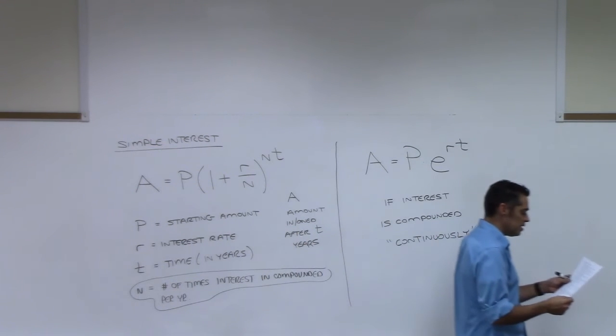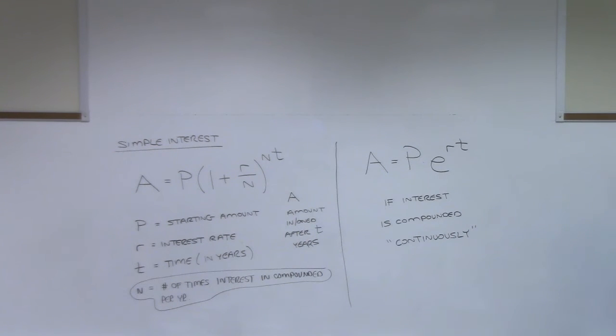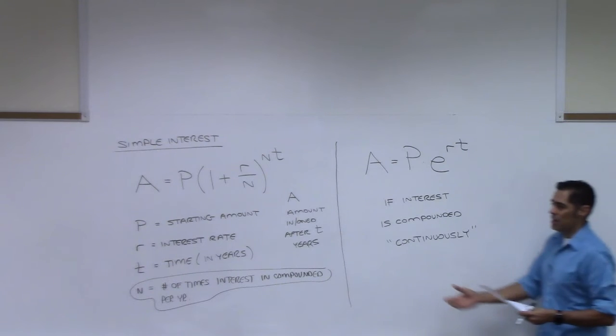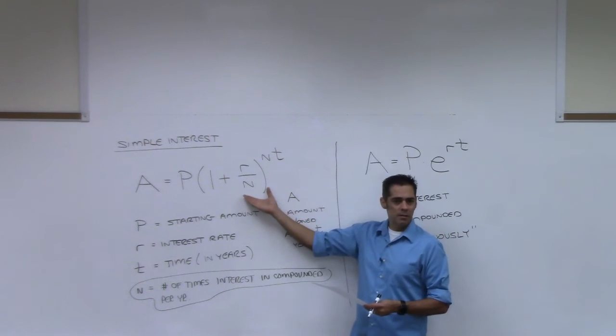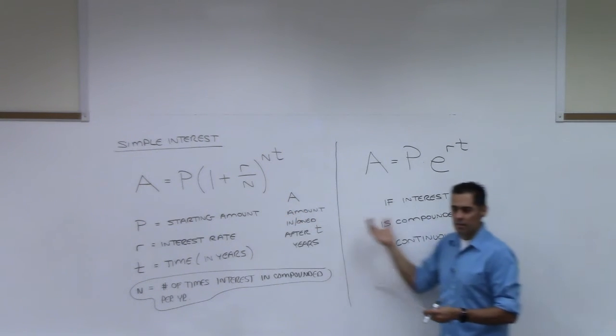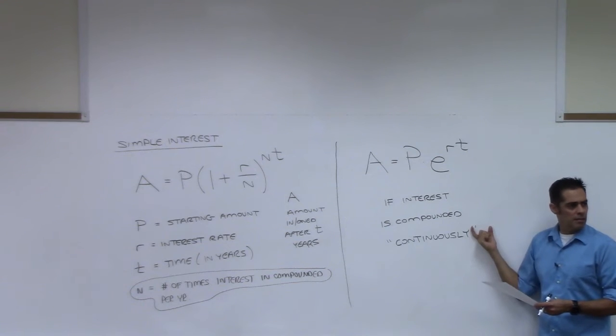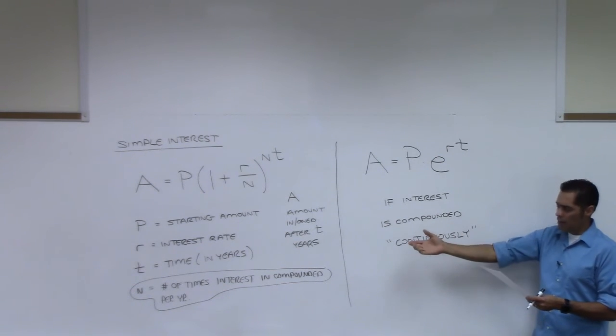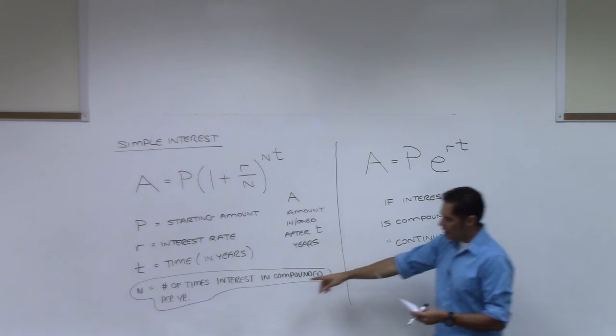Find the value of the CD, so how much money is going to be there if interest is compounded. And see how I have parts A, B, C, and D? Parts A, B, and C are going to use this formula. Only part D will use this formula. Do y'all see that? Because this one is continuously, and those here, N is given.